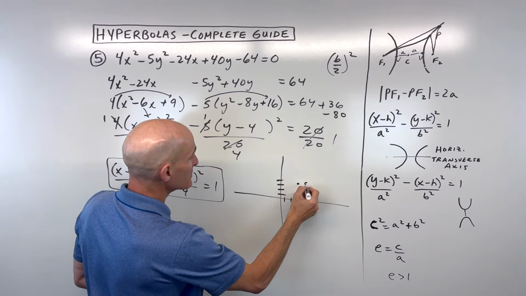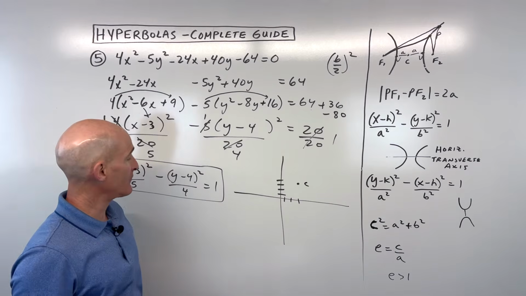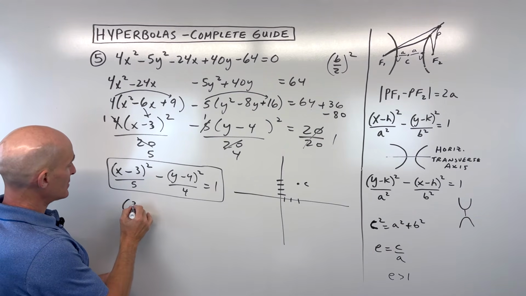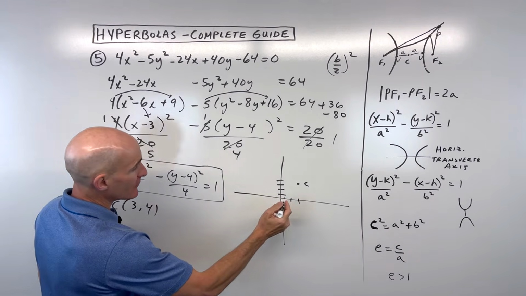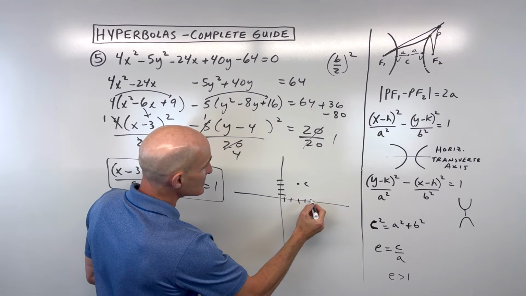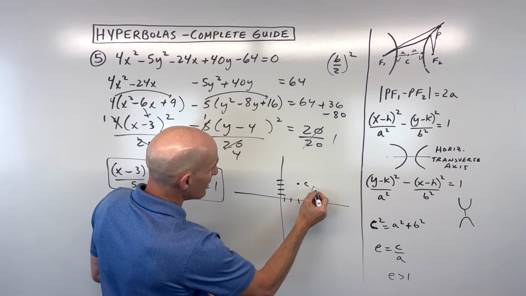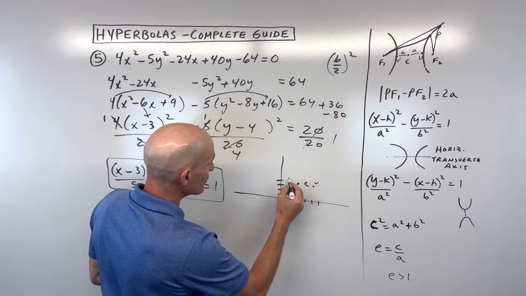Right about there, center. We can see it's an x squared type, so it's going to be opening in the x direction, left and right. We're going to go square root of 5. Let's write down the center first. So center is 3, 4. We're going to go square root of 5 left and right from the center. So square root of 5 is about 2.2. Okay, so right about here is our vertex, and then left 2.2 is right about here.